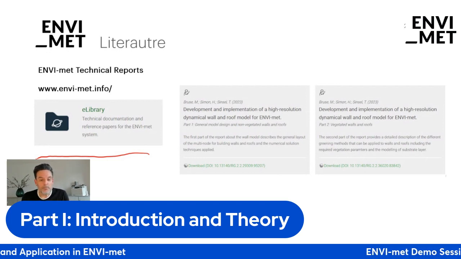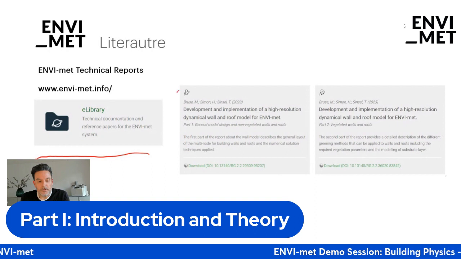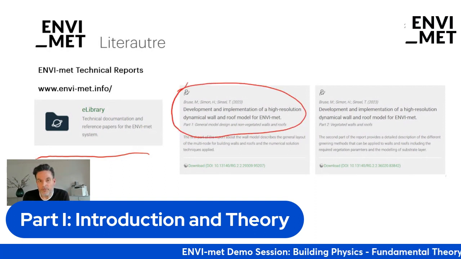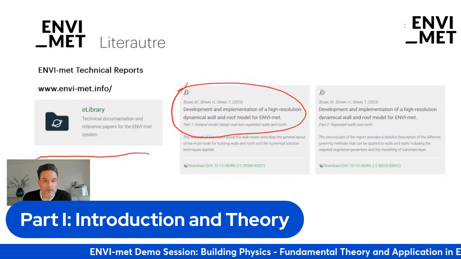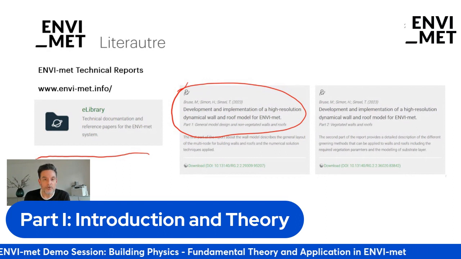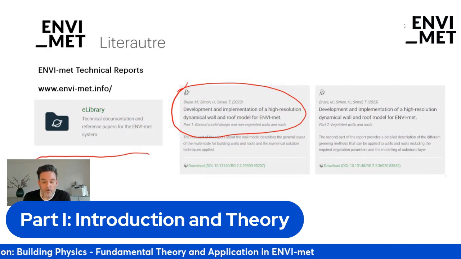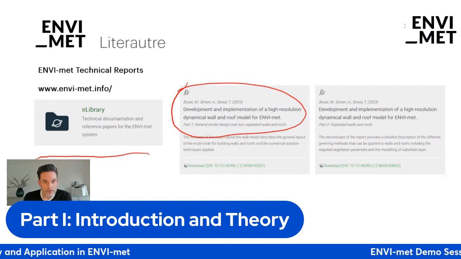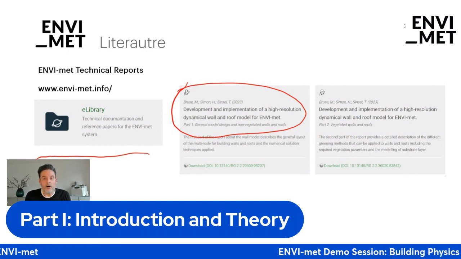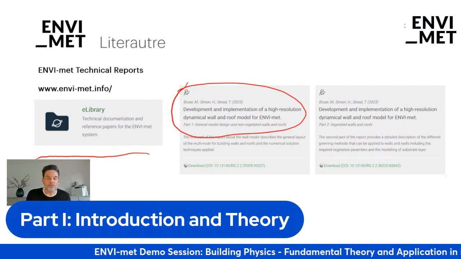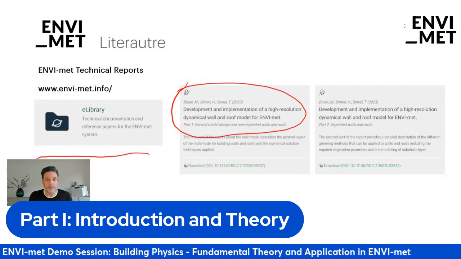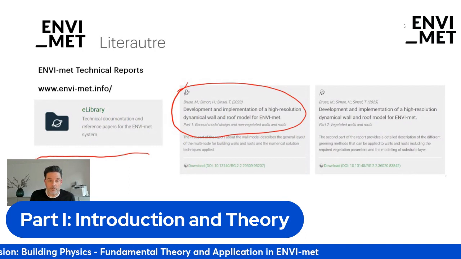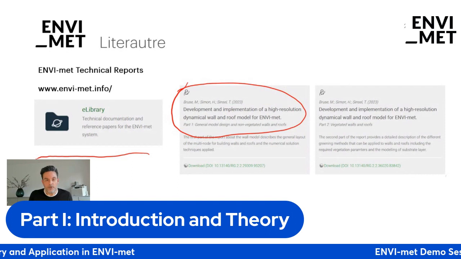So we have one paper, part one, that deals with the design of the building wall model itself. How is heat transferred in the model? How does it work? What is the concept? And it also dives into some numerical aspects of the whole thing. How are the equations solved? How is the Fourier equation solved in time and in space? So if you're interested in the mathematics behind the way these equations work in ENVI-met, that's probably a good starting point to understand the way these things are solved.